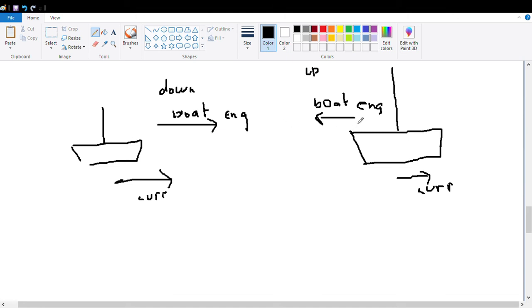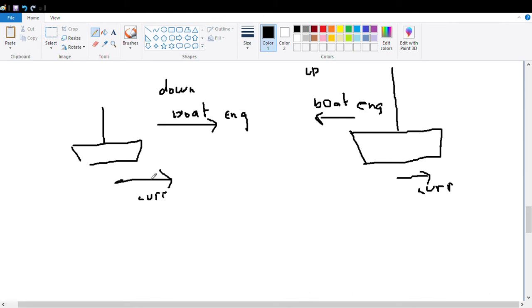And then the opposite applies when we're going upstream. When you're going upstream, the current's kind of pulling you the opposite way. The same thing. Think of this as going up a hill when you're driving. You have to press the gas even harder than you regularly would just to travel the same distance, basically.